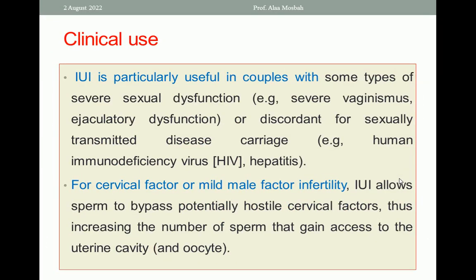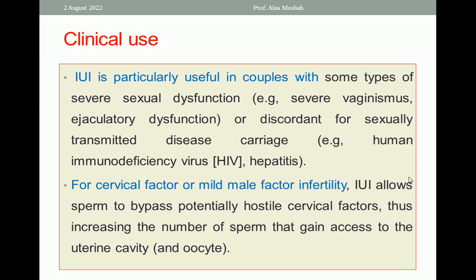IUI is particularly useful in couples with some types of severe sexual dysfunction. Like what? Like severe vaginismus, like premature ejaculation, or any ejaculatory dysfunction, or couples discordant for sexually transmitted disease carriage. Give me an example, like HIV or hepatitis.